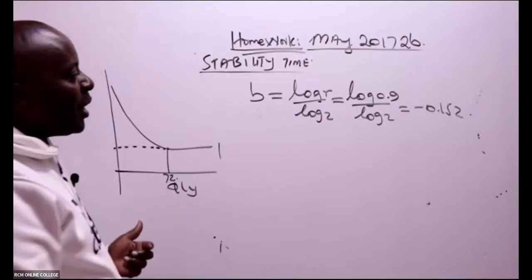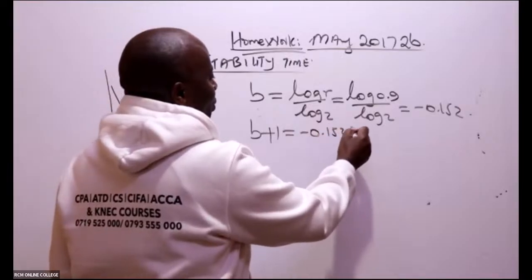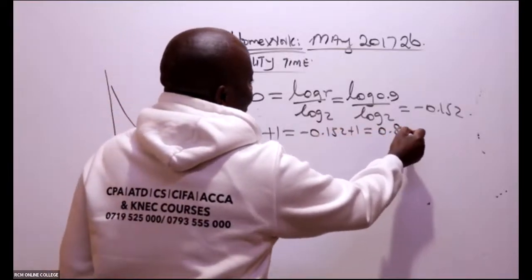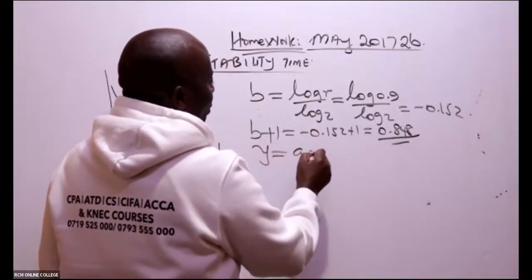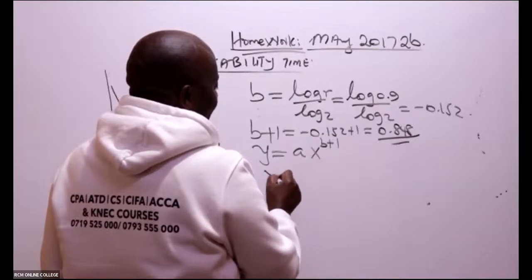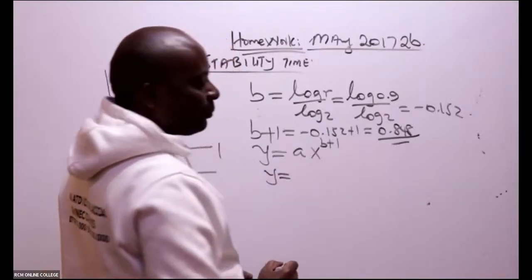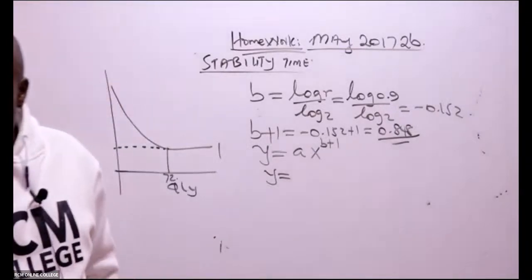So once we get B, come and give us B plus 1. It will be minus 0.152 plus 1, which will be 0.848. So our equation is Y equals AX raised to B plus 1. Is there someone who is able to give me my A from the question? You can see here they haven't given us cost.